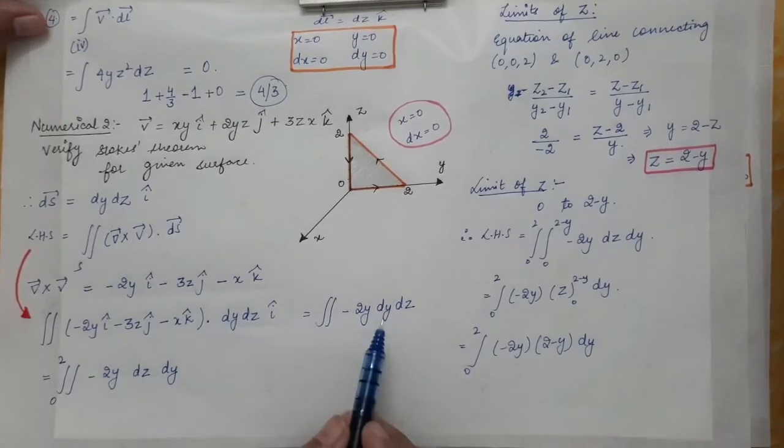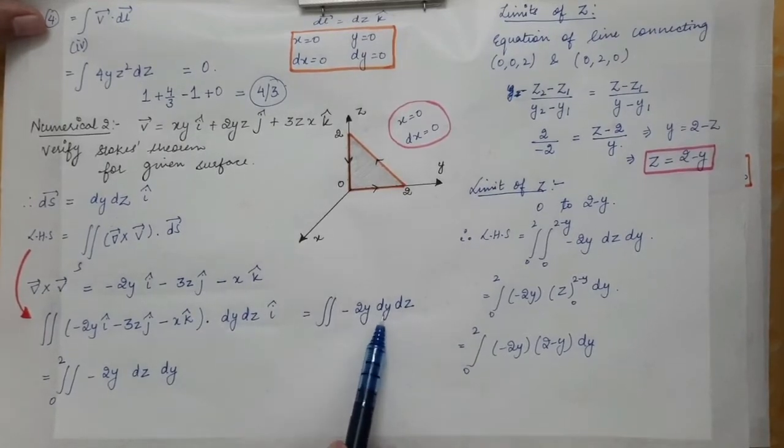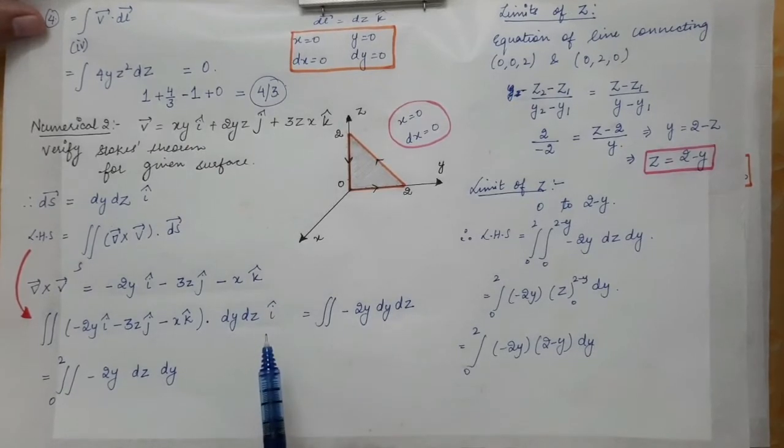Now what are the limits of dy and dz? We can flip these variables. Here we have done first integration with respect to y, and then we are doing integration with respect to z.